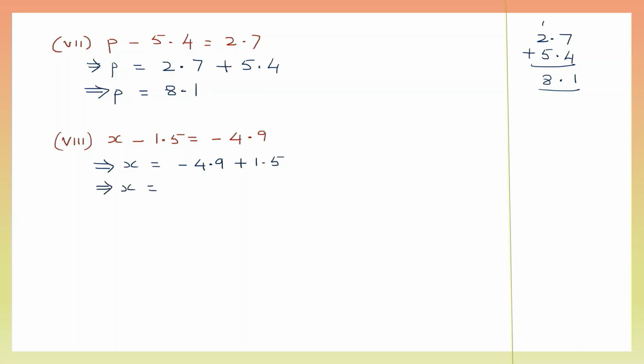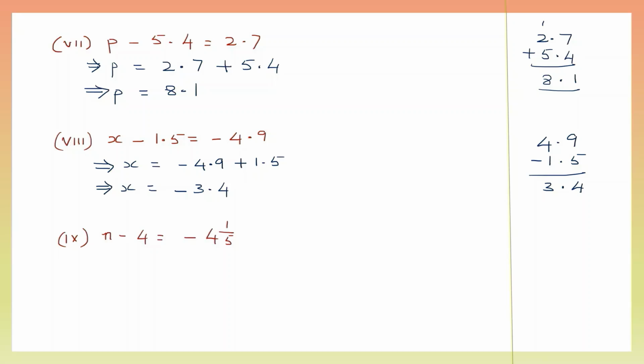Now minus 4.9 and plus 1.5, the signs are different. So we put the sign of the bigger number. The bigger number here is 4.9. So let me put the minus sign and subtract both these. So 4.9 minus 1.5. Let's subtract. 9 minus 5 is 4. Put the point. 4 minus 1 is 3. So minus 3.4. So the value of X is minus 3.4.